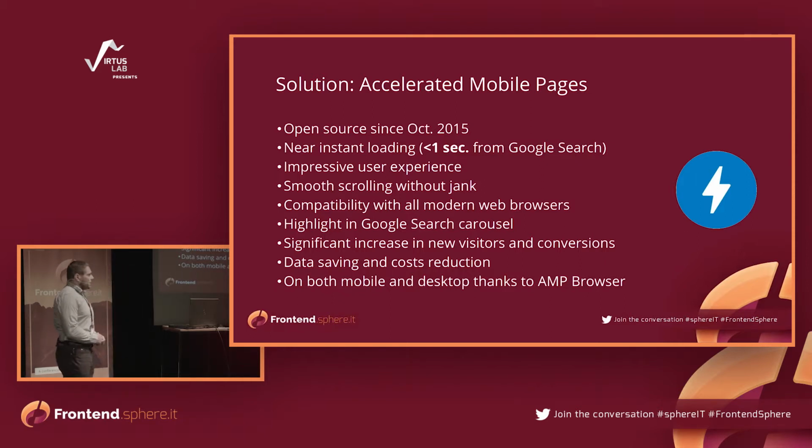First, they claim to have near instant loading time. Basically it means less than 1 second from the Google search, which is a very good target. And when we experience AMP pages in the wild, because they are already deployed to the mobile web, we can see that it's true. The AMP pages, the ones with the bolt icon near them in the Google search results, are really blazing fast.